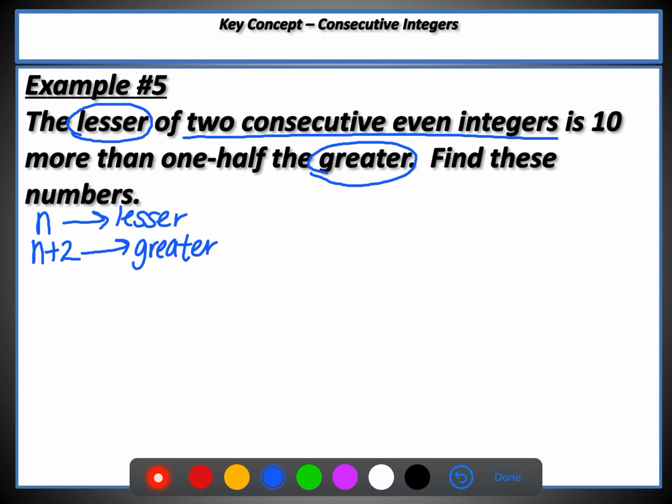All right, so now we're just going to translate. So the lesser is 10 more than 1/2 the greater. Okay, so the lesser is 10 more than 1/2 the greater. Okay, and we want to make sure that we use parentheses around the greater expression, so we make sure that we multiply the entire thing.